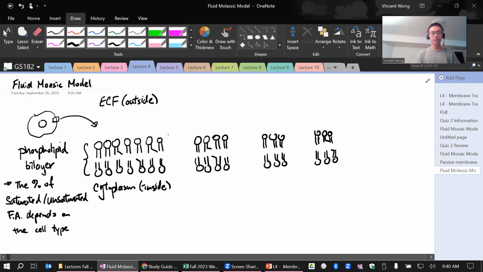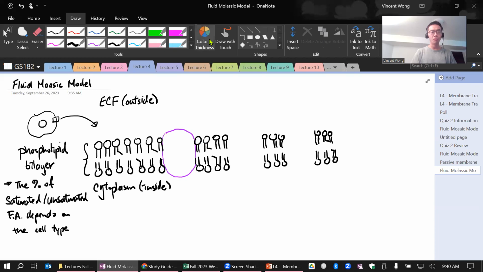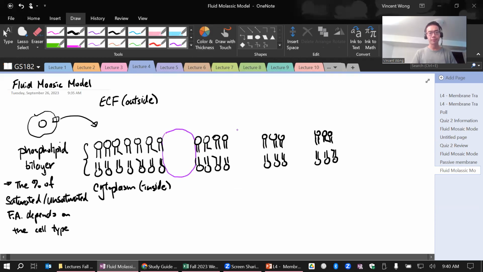Now in the gaps, I'm gonna draw some proteins. That's what these purple ovals are. Let's make it thicker. Okay. Now, some proteins will go all the way through. Others will just be attaching on the side.